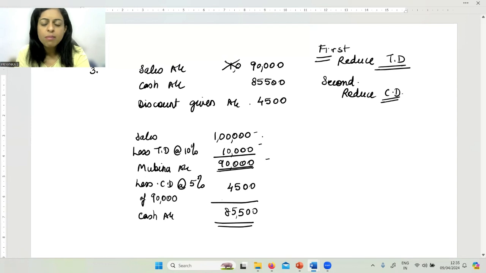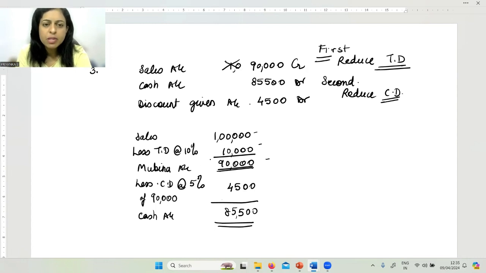Now I'm going to write this in the journal. Hope it is clear. So I'm repeating once again. First, I reduce the trade discount. This is what Mubina has to pay the business, but Mubina paid immediately. So you gave a cash discount of 5%, which is 4,500. After reducing this, you got 85,500, and this is the amount recovered. So let's put this in the journal now. What is debit? What is credit? Cash is coming in, so debit. Discount given is an expense, so debit, and sales account, goods are going out, so credit.